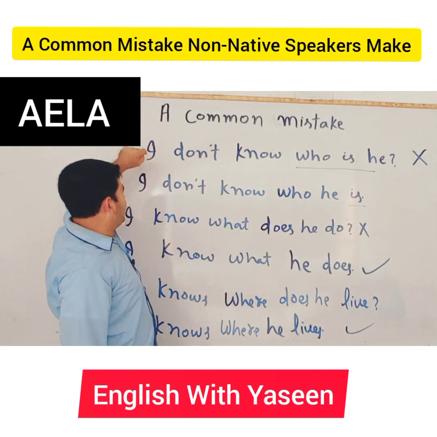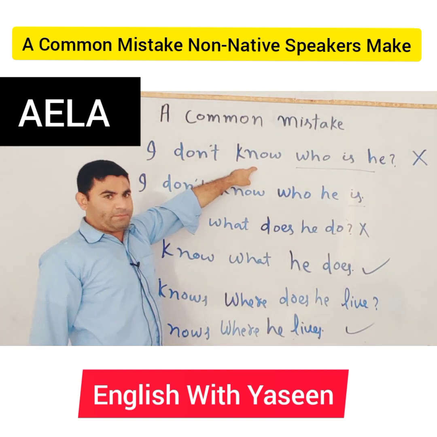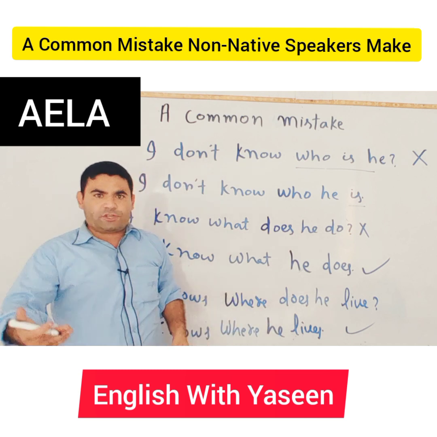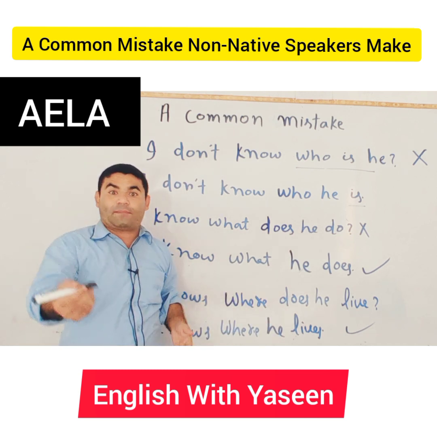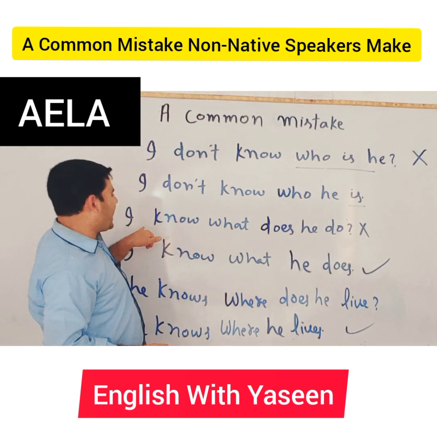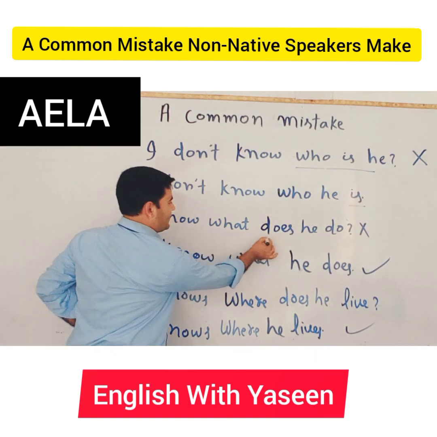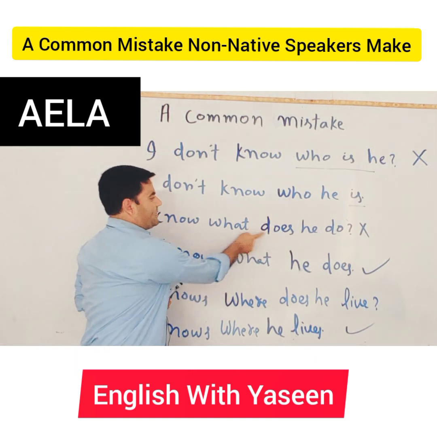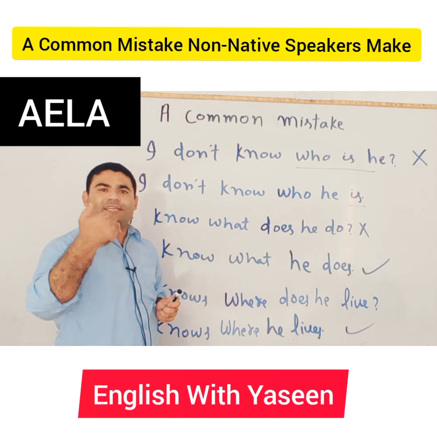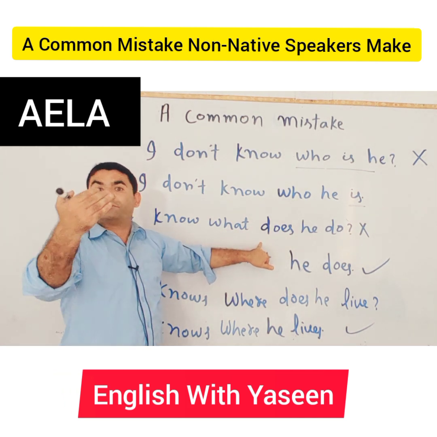Here there is a problem. The first clause, I don't know, is a statement or a positive sentence. Who is he is a question. Now the person asked you a question, you can't ask the same question back to that person. Look at the second example. I don't know what does he do. So obviously you just see what does. After WH there is does, a helping verb, okay? Or after WH there is a verb, and when after WH there is a verb, it forms a question.